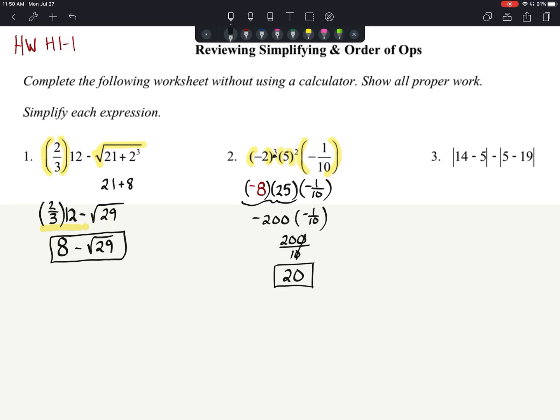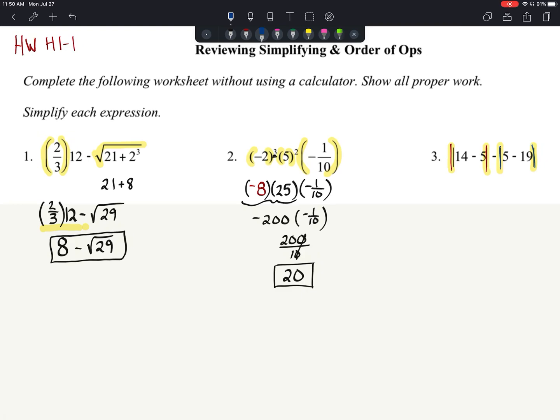For the third problem, we have the absolute value of 14 minus 5 minus the absolute value of 5 minus 19. And remember, absolute values are grouping symbols. So we have two different groups here. We've got the group on the left. Let me put a little color in there, right? And then we have the group on the right.